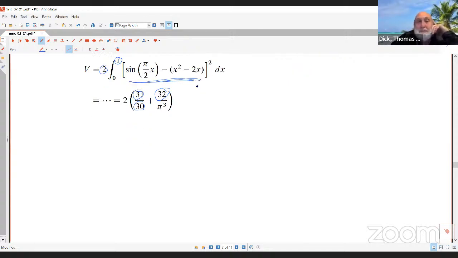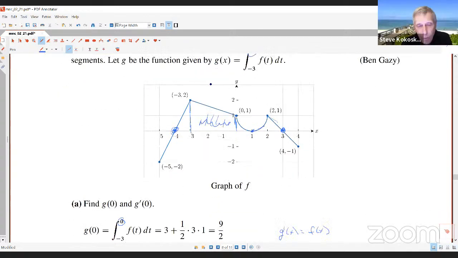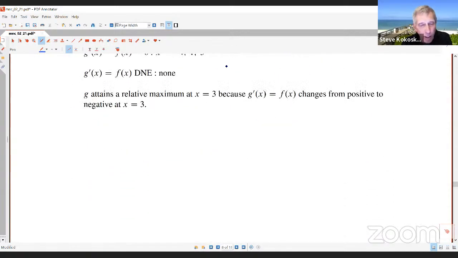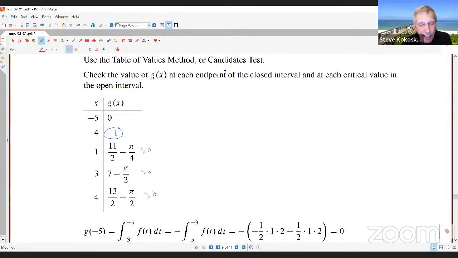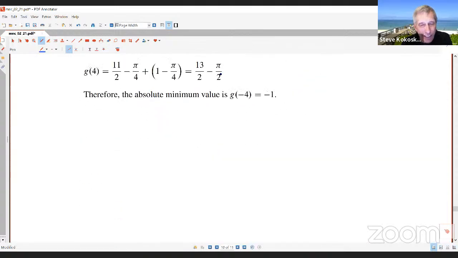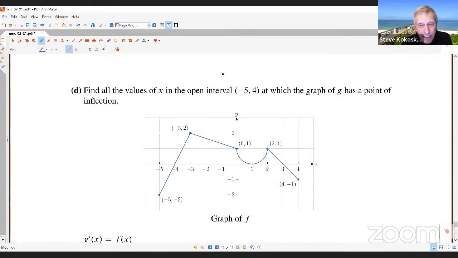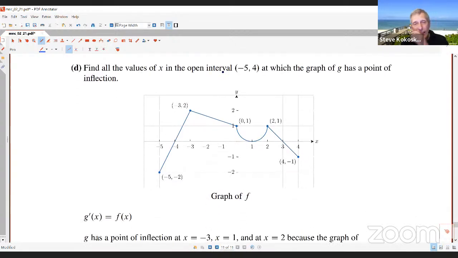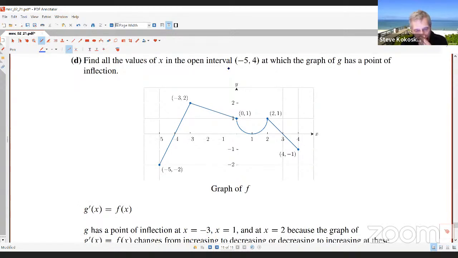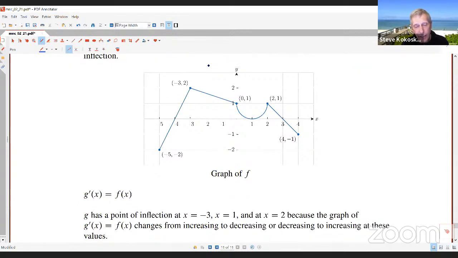All right, one last one, Curtis, and we'll call it a night. This had an interesting sort of conclusion, I think. So part D here. Find all the values of x in the open interval at which the graph of G has a point of inflection. Well, what we need to do is find places where G prime of x changes from increasing to decreasing or vice versa.